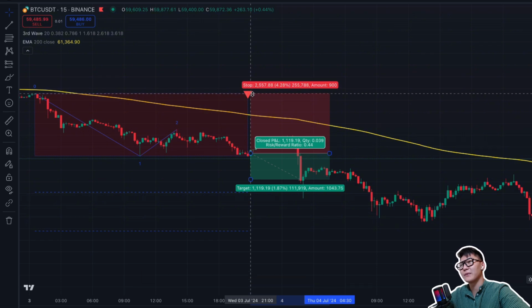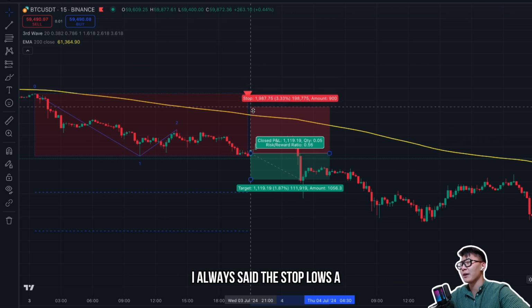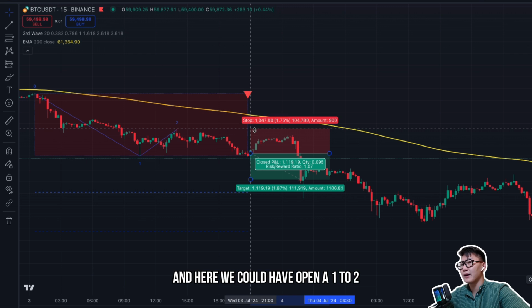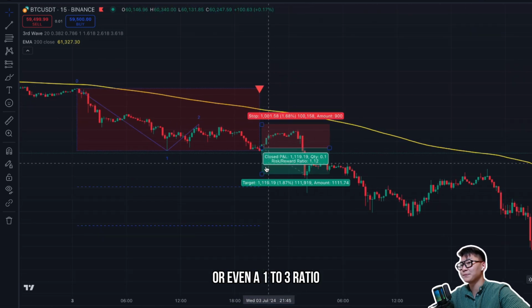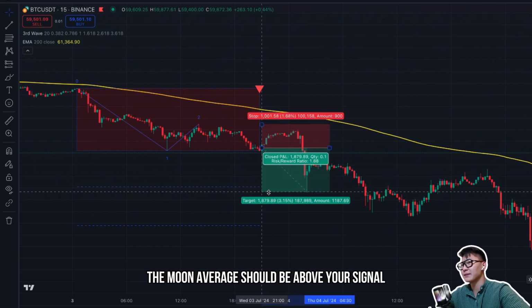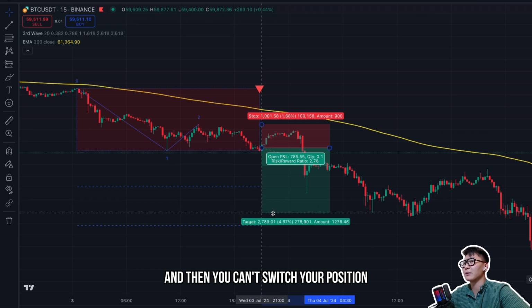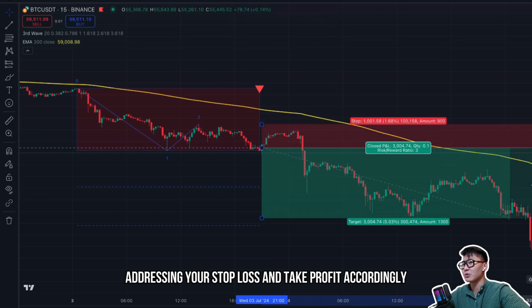This strategy recommends placing the stop loss at this level. However, based on my experience testing the strategy, I always set the stop loss either slightly above the moving average or at the previous structural level, and here we could have opened a 1:2 or even a 1:3 ratio. Two key conditions: the moving average should be above your signal, meaning above the candle where the signal appeared, and then you can stretch your position, adjusting your stop loss and take profit accordingly.